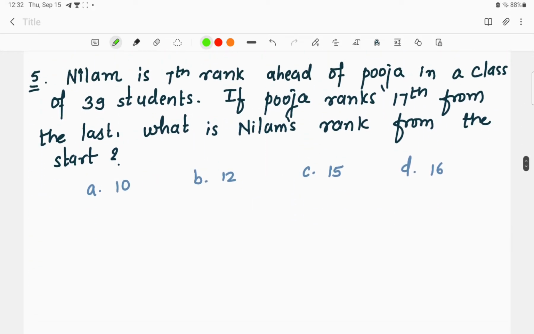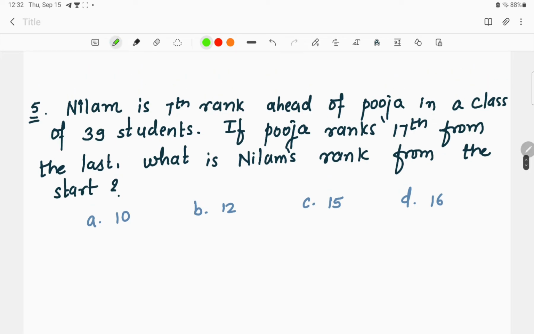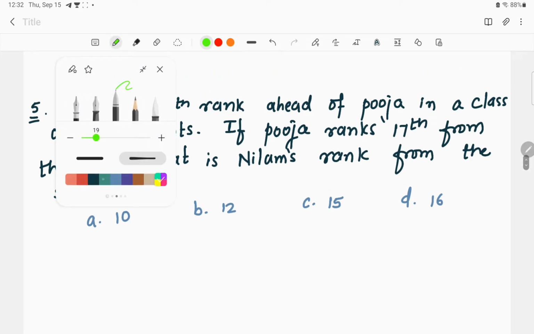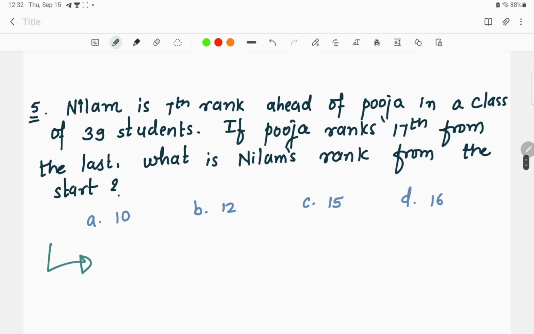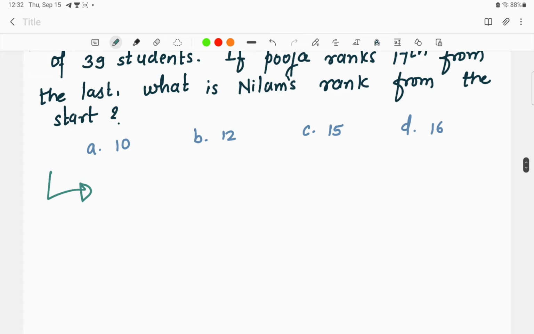Let us change the color of the pen now. It's getting so boring. Okay. Now here, Neelam is at the 7th rank ahead of Pooja in a class of 39 students. So basically, Neelam's position is 7th. Okay, and Pooja is ranking 17th from the last.